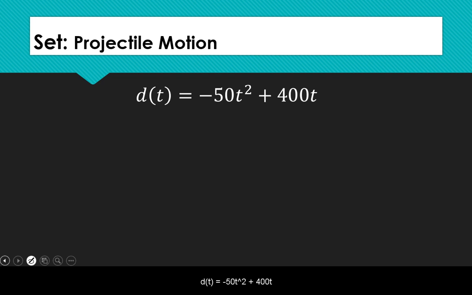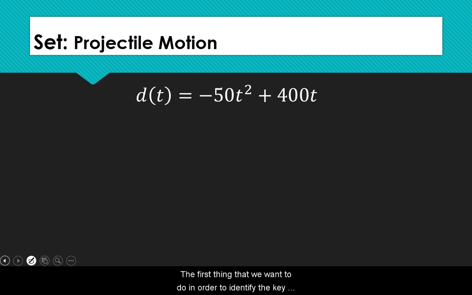d of t equals -50t squared plus 400t, we see that we have our quadratic term and our linear term, but we don't have a constant term, which means it's 0. So we know that the y-intercept is 0. It's starting at the surface if this is in context and we're talking about gravity and velocity.